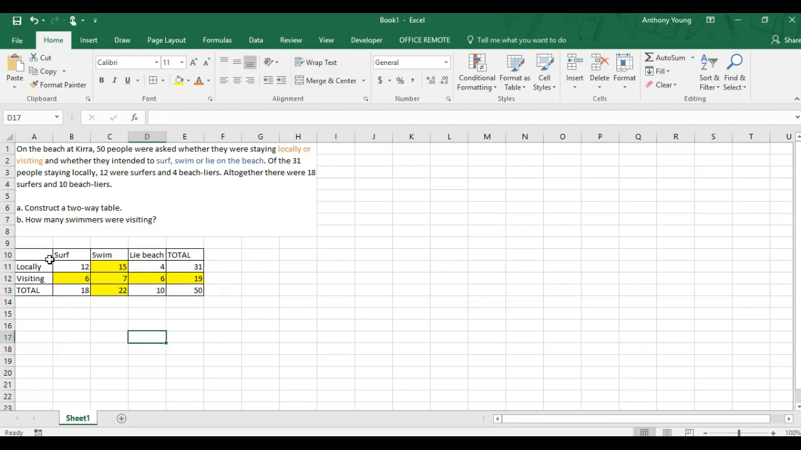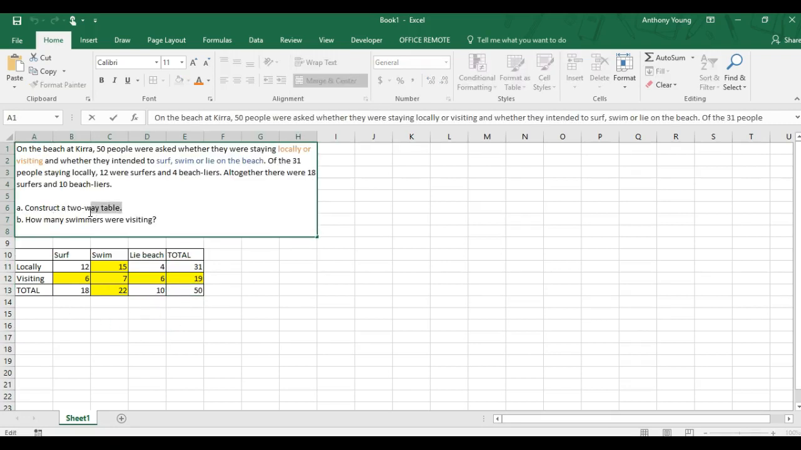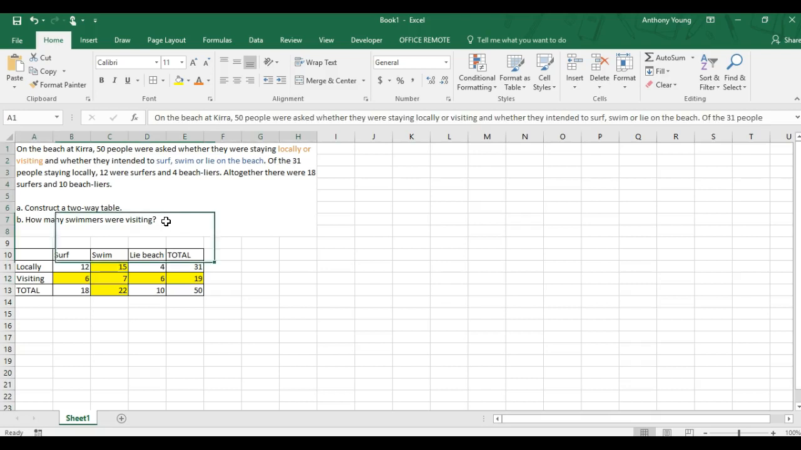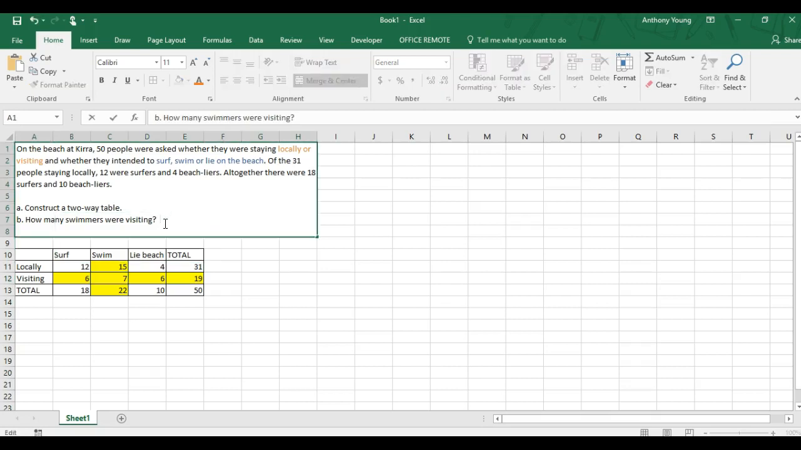Now it's all done. So I've constructed that two-way table. Now we've got to work out how many swimmers were visiting. So if I go to swimmers, visiting, at that intersection, that means the answer is 7 people.